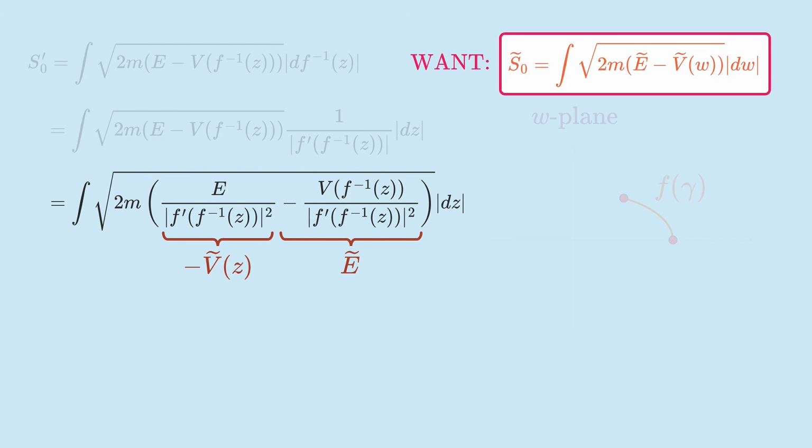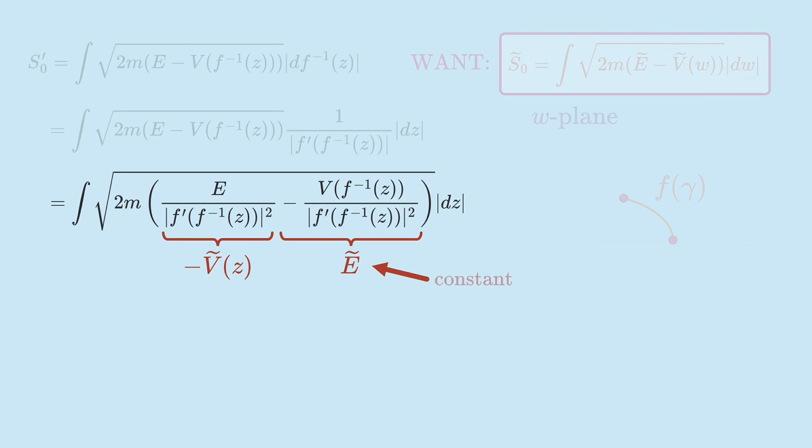We've written everything in terms of z, but z is a dummy variable and is integrated over, so the two integrals are the same. But E tilde has to be a constant. That's why I didn't choose E tilde and V tilde the other way. Both E and E tilde being constant forces f prime to also be a constant. Sure, you can do that, but f will just be scaling and isn't useful to transform to something easier.